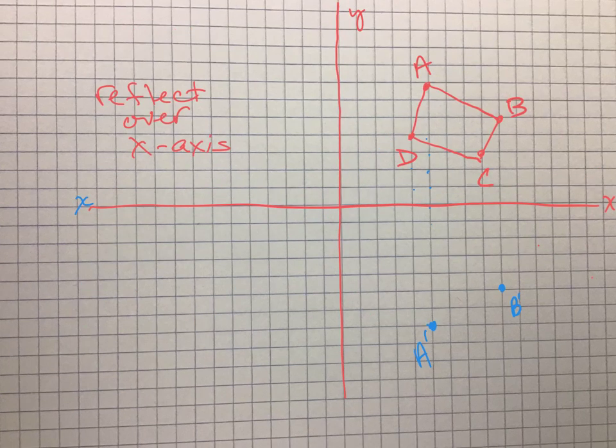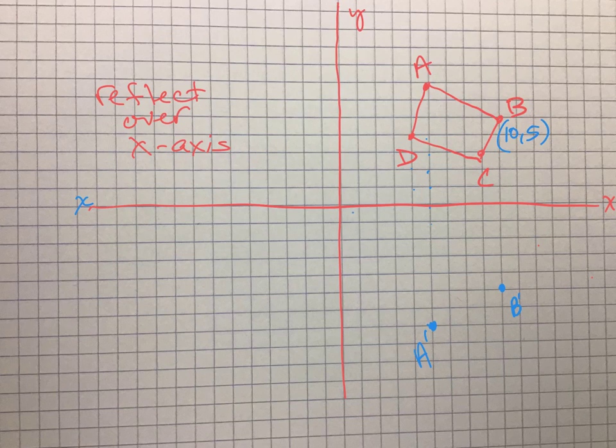So we count how many spaces up the A is. The A is 7 spaces above the x-axis, which is the shore in this problem. So we go 7 spaces below on the other side of the shore. And B would be 5 down, because B here is 5 up. Can you write it? Because I don't have a graph. 1, 2, 3, 4, 5, 6, 7, 8, 9, 10. Is that 10, 5? So it's 5 above.